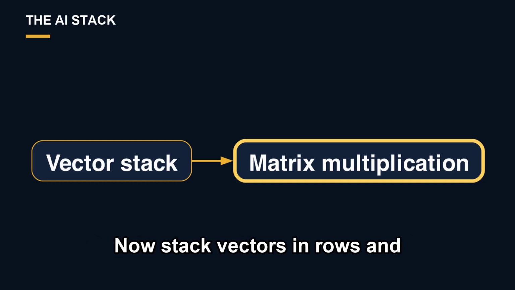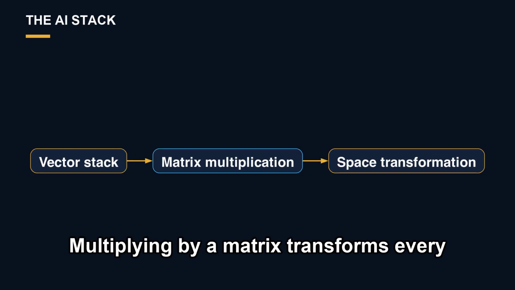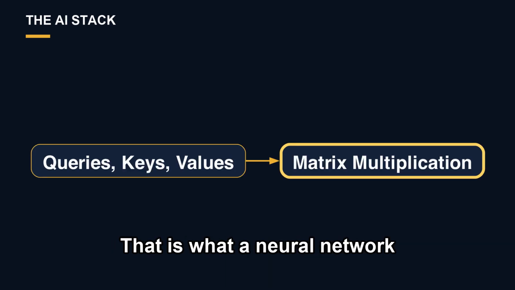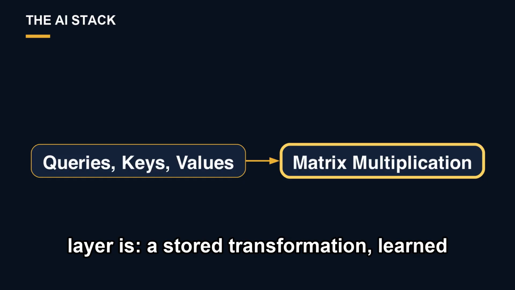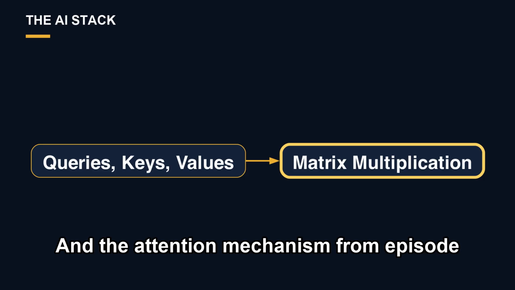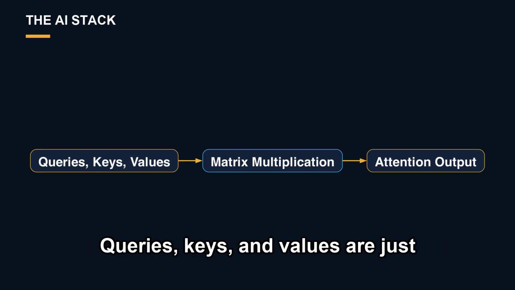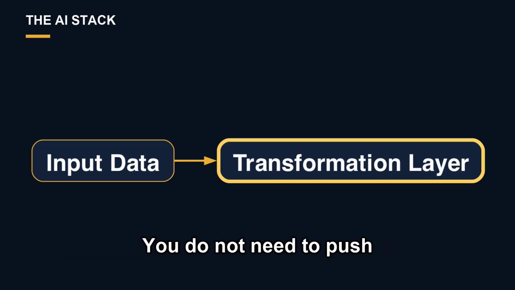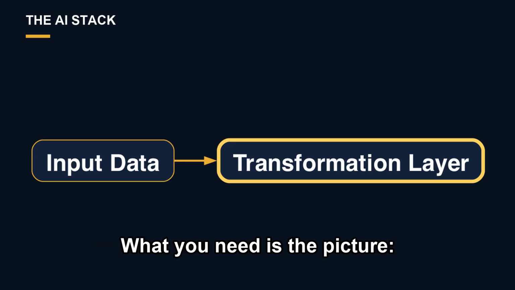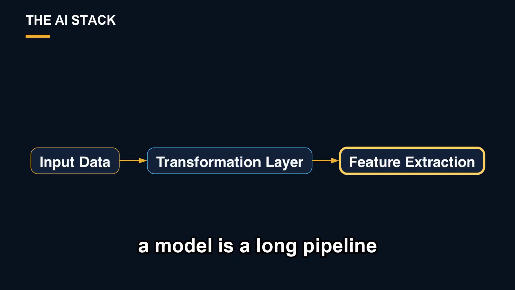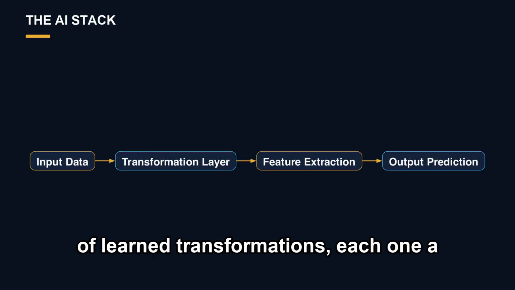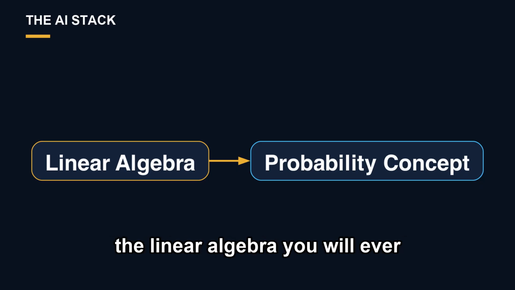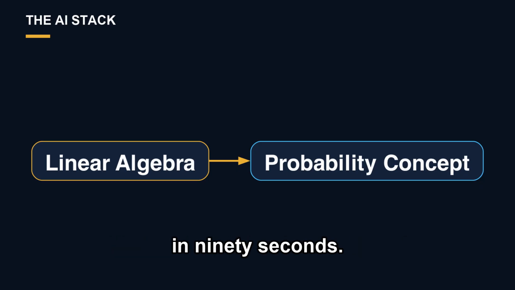Now stack vectors in rows and you have a matrix. Multiplying by a matrix transforms every vector at once, stretching and rotating the whole space. That is what a neural network layer is, a stored transformation learned during training. And the attention mechanism from episode 6? Queries, keys, and values are just 3 matrix multiplications applied to your tokens. You do not need to push the symbols yourself. The library does it. What you need is the picture. A model is a long pipeline of learned transformations, each one a matrix, reshaping meaning step by step. That picture is 90% of the linear algebra you will ever need, and you just got it in 90 seconds.